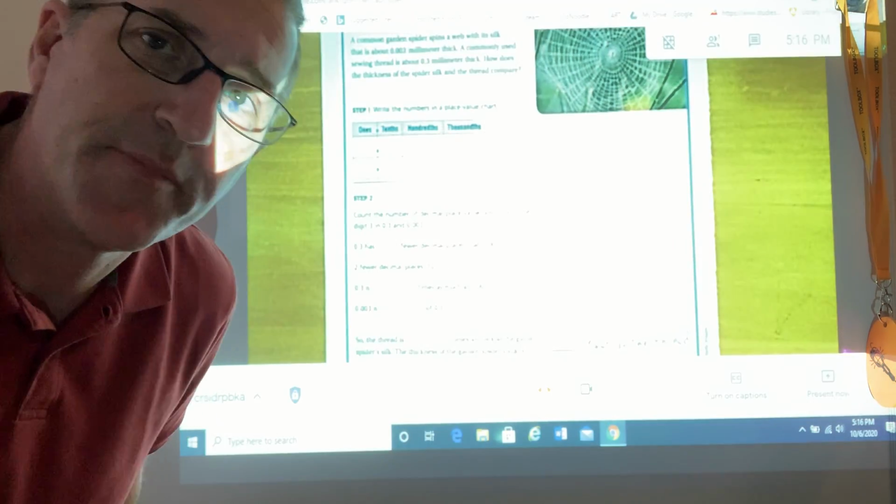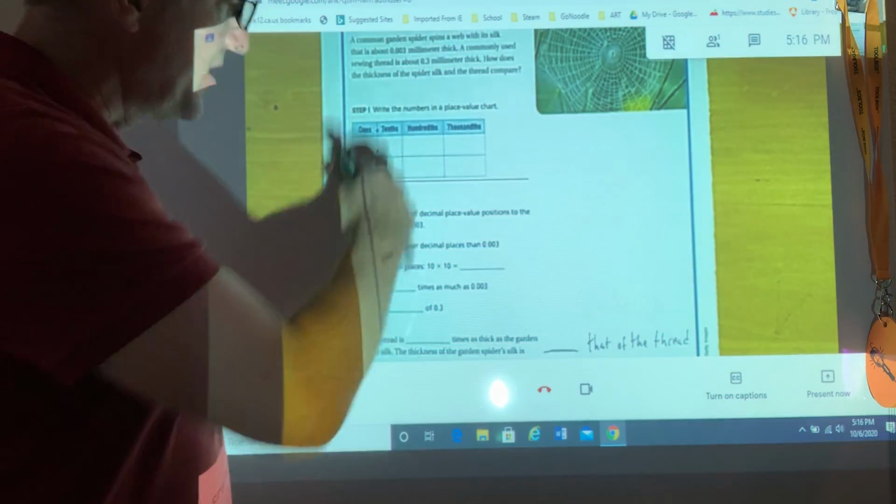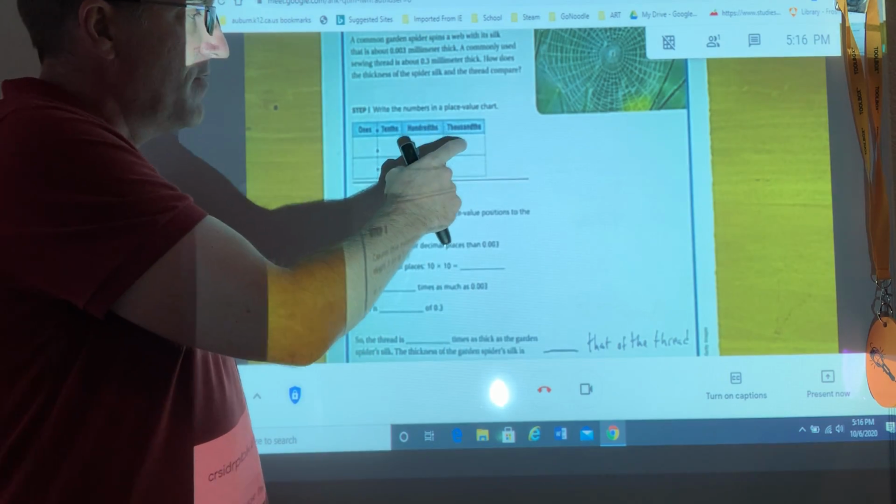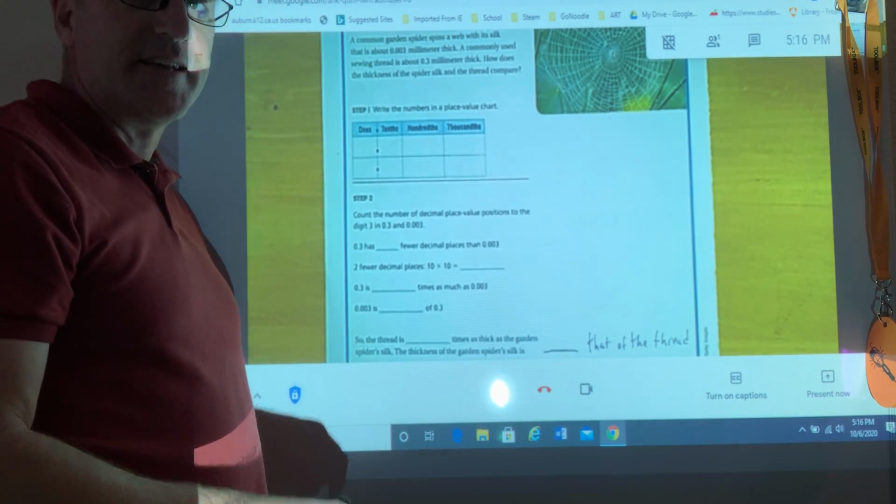Hello there. Page 2, 3.2. So let's continue on. We're going to be comparing the value of digits in different areas of place value.